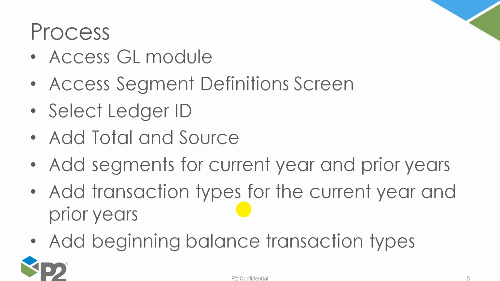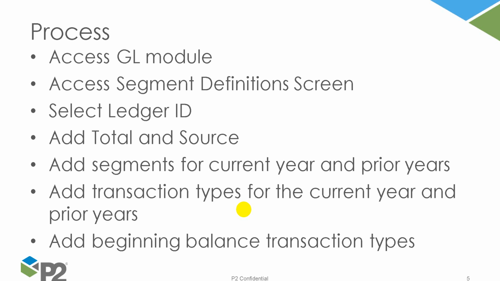So the process is almost identical to configuring reporting currency segments. We need to go to the GL module. We'll go then to the segment screen, select the ledger, create the total and source segments for the currency. We can create the segments for the current year and prior year, or we can just do the current year segments and leave the prior year segments for later.